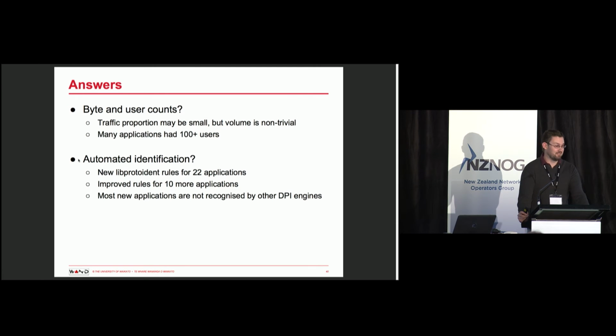There's definitely a bit of stuff out there. And these applications were being used by quite a few people. Were we able to automate the identification? Yeah, we added new libprotident rules for 22 applications as a result of this study. 10 more applications got better rules that enabled them to match more traffic. And the neat thing about this is most of the new applications that we found weren't covered by existing DPI engines, open source ones, or even including the one on the Endace probe.